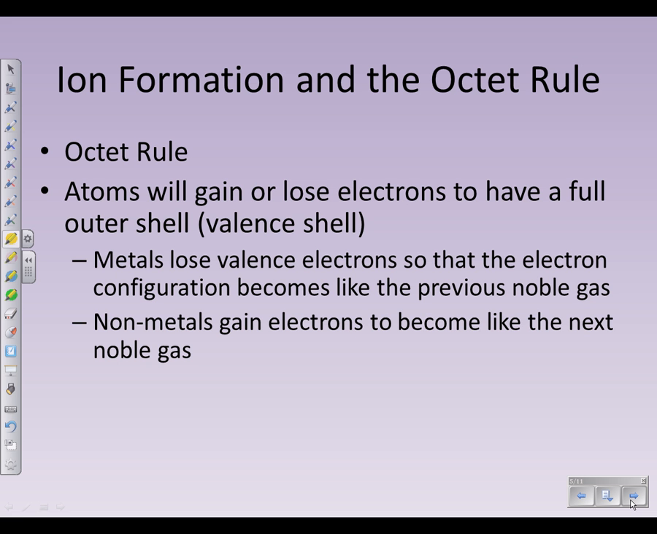Then, just by logic, if metals are going to lose electrons, what do you think nonmetals are going to do? Gain electrons, right? Those are the ones that have 6 and 7 valence electrons. Nonmetals are looking to gain valence electrons so that they have the same number of electrons as the next noble gas. Betty, go ahead. What about valence electrons of 4?